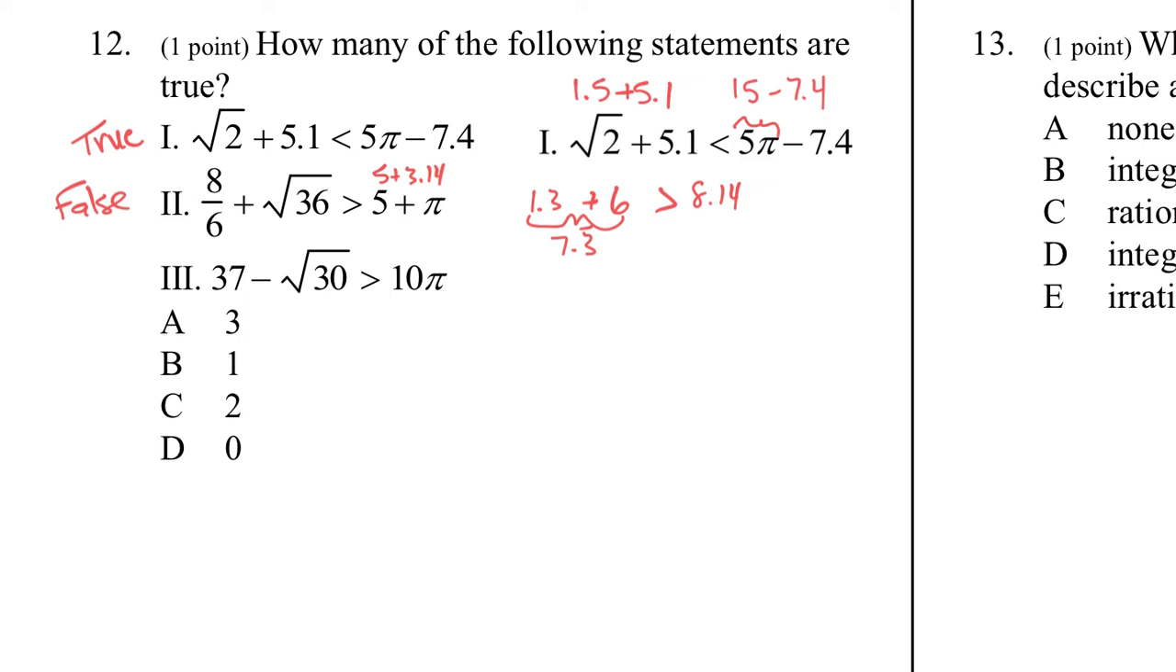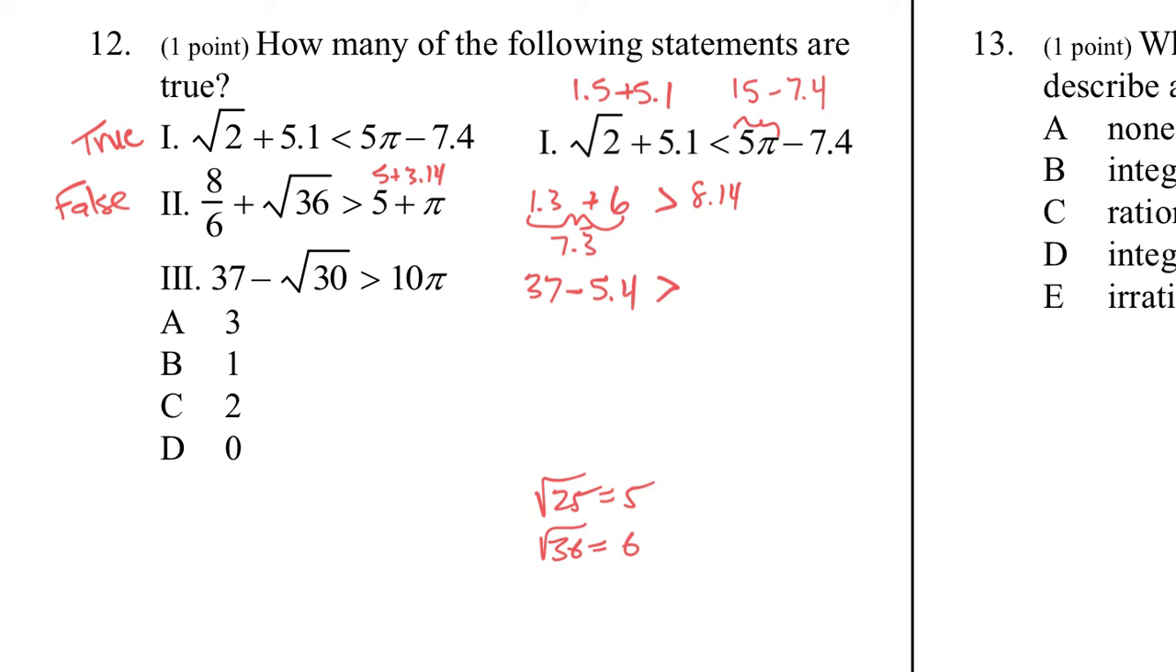And then 37 minus the square root of 30. Well, the square root of 25 is 5, and the square root of 36 is 6, and 30 is closer to 25. So this is about 5.4. 37 minus 5.4-ish.